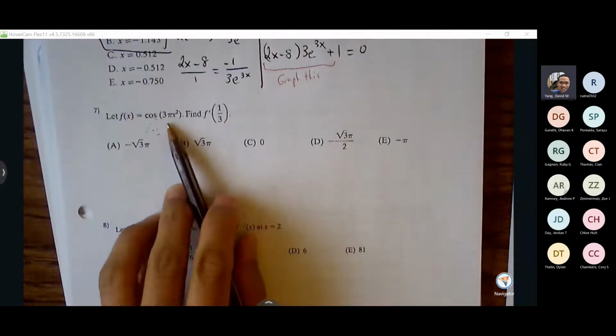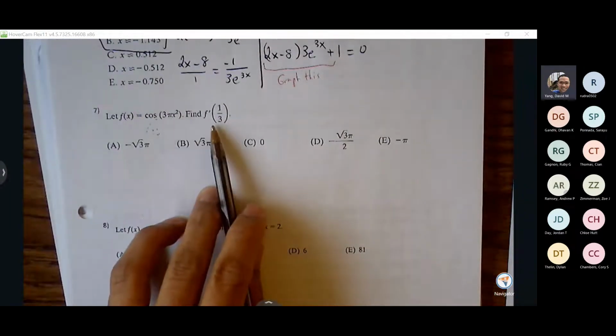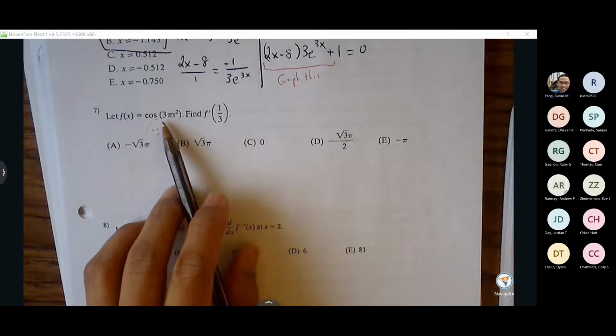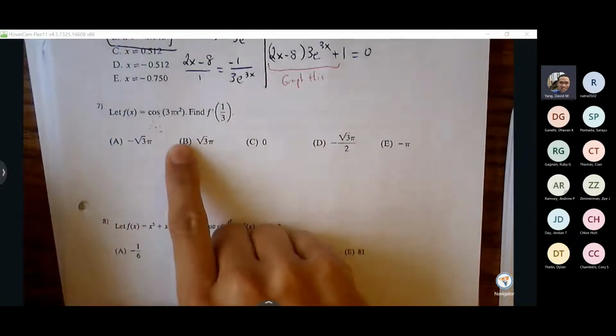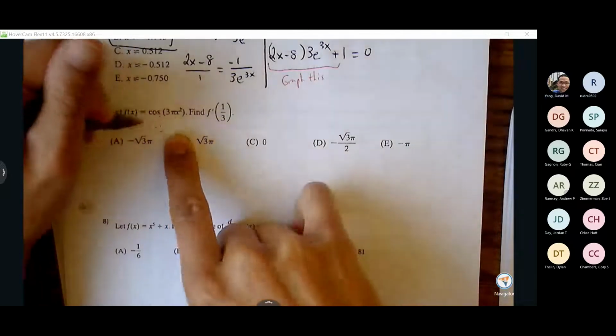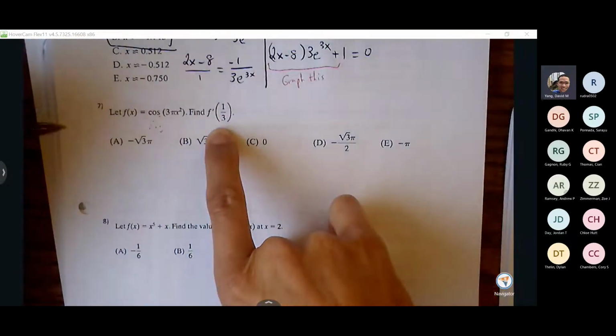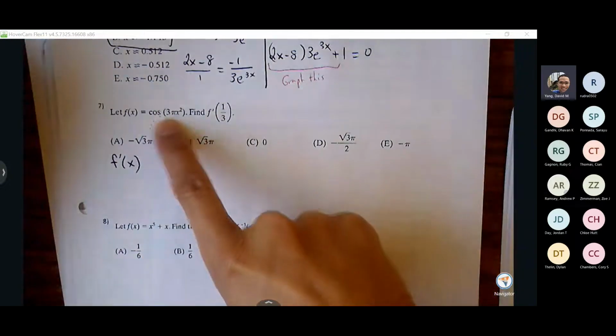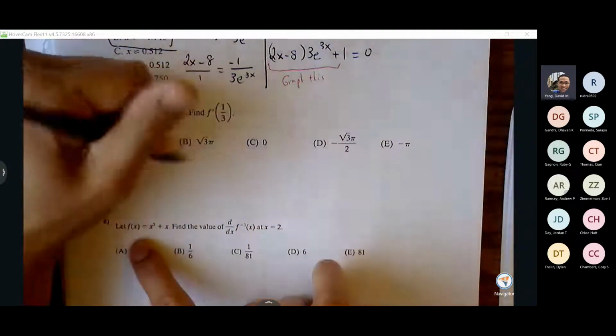Okay, let f of x equal cosine of 3 pi x squared. Find f prime of 1/3. Okay, so f of x is cosine of u. And if I want to find f prime of 1/3, I first have to find f prime. So going to go through chain rule here. Cosine of u becomes negative sine of u times u prime.